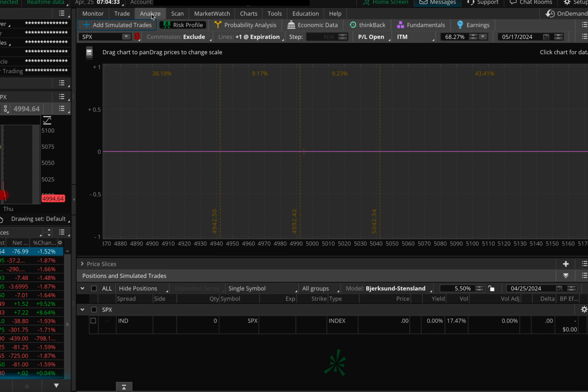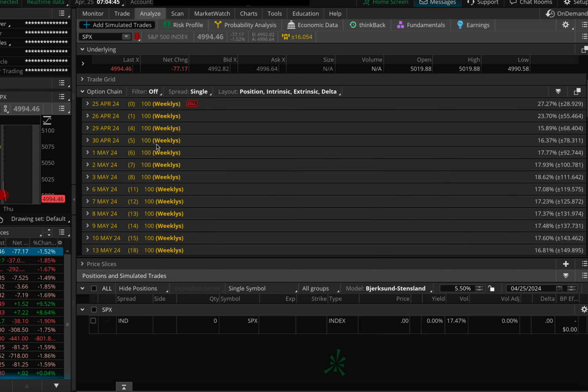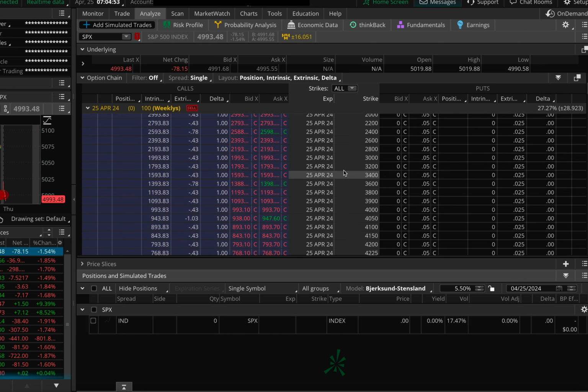So let's go over to the Analyze tab. We have SPX. That's what we're going to do this paper trading test on. I'll go to Simulated Trades, and then I'll go to the 0 DTE trade. So let's go to the 0 DTE option chain. Here we go, the 25th of April. I'm going to open that up.